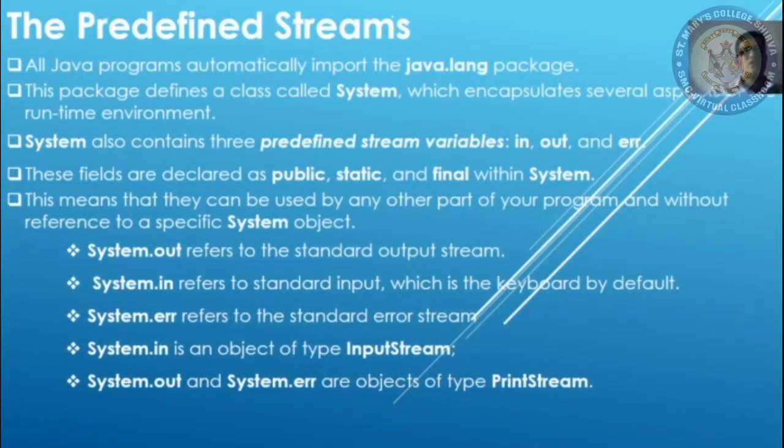System.in is an object of type InputStream. If you are using System.in, this is an object of type InputStream class. System.out and System.err are objects of type PrintStream. So these are objects of type PrintStream class.